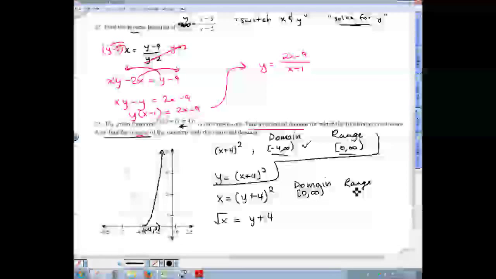And the range, just to make this a complete problem, would have been the domain of the original function. Anyway, the last step here is to subtract 4. So we've got square root of x minus 4 would be the inverse. And technically, since we started in function notation, we end in function notation: f inverse of x is the square root of x minus 4.